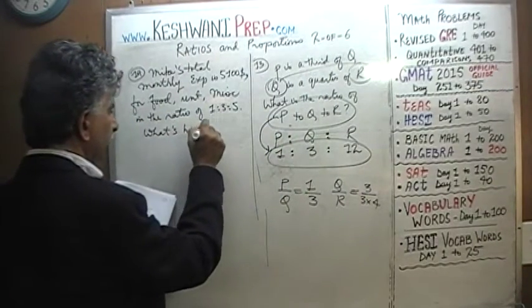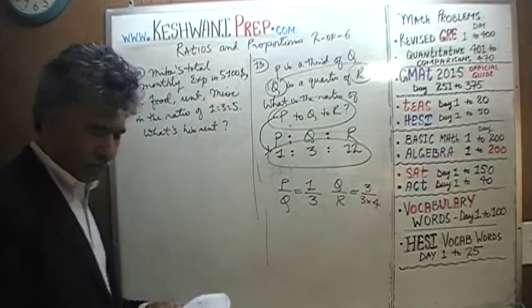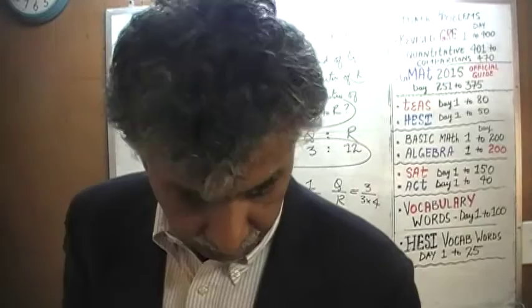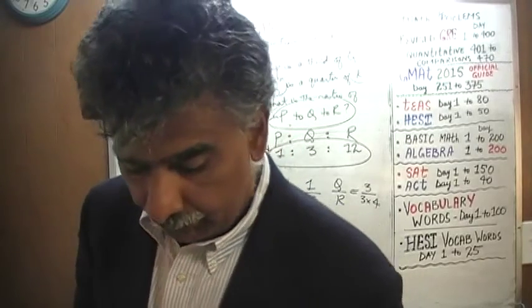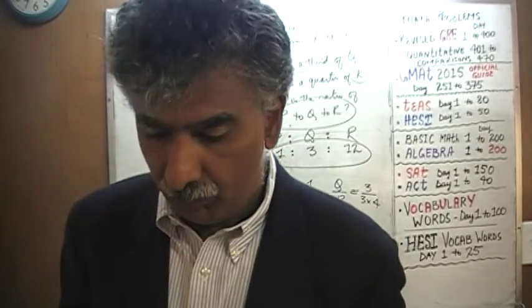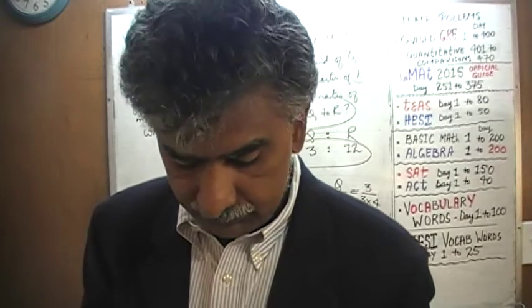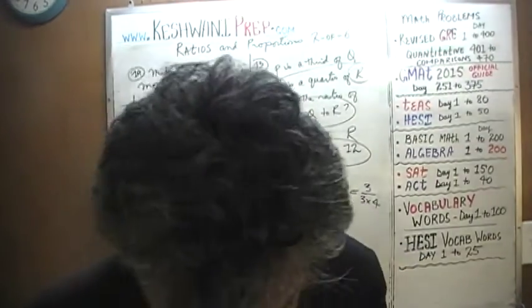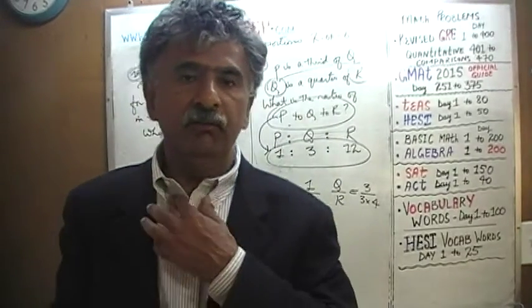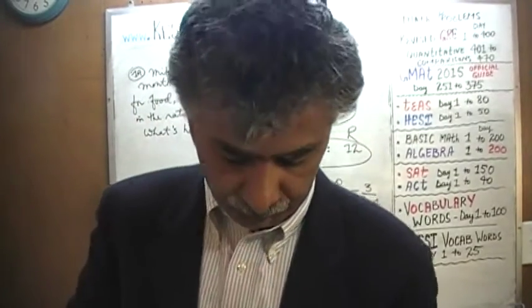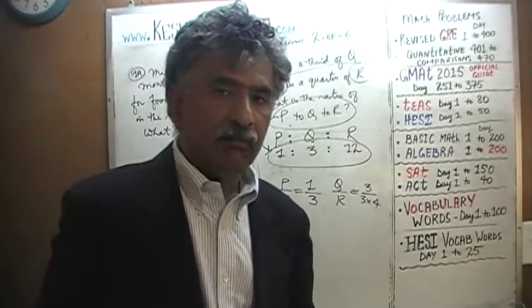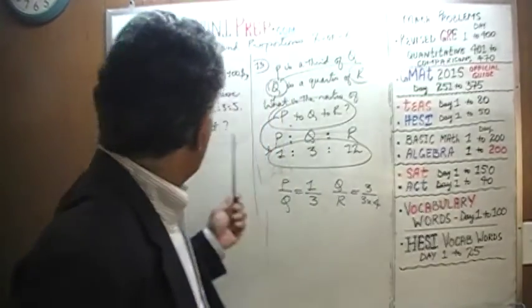What does he spend on the rent, given the fact that he spends his money on three items: food, rent, and all the other things combined. All the other things are put together simply as miscellaneous. He has to eat, he has to live, and there is all the other stuff that he buys. He spends a total of $5,100. What is his rent if he spends in the ratio of 1 to 3 to 5?